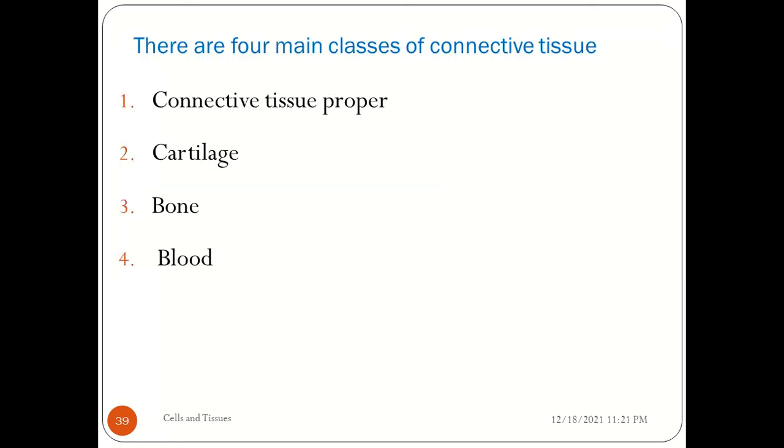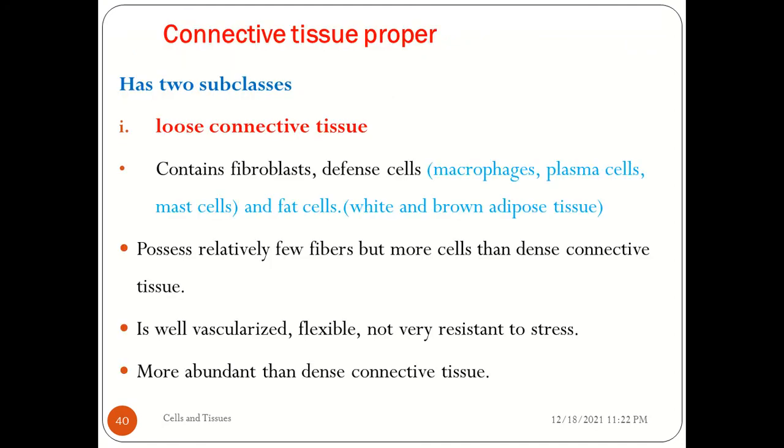As we have discussed, there are four main classes of connective tissue: connective tissue proper, cartilage, bone, and blood. Now we will see all of these. Connective tissue proper has two subclasses: loose connective tissue and dense connective tissue. Loose connective tissue contains fibroblasts, macrophages, plasma cells, mast cells, and finally fat cells, which are white and brown adipose tissue.